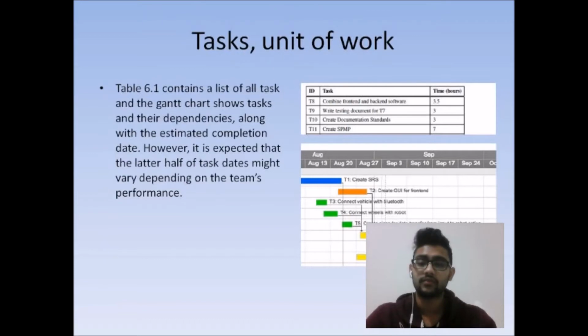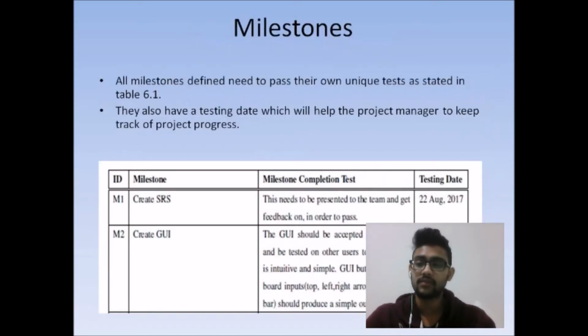Tasks, units of work. Table 6.1 contains a list of tasks and the Gantt chart shows tasks and their dependencies along with their estimated completion date. However, it is expected that the later half of the task dates might change depending on the team's performance. Milestones. All milestones defined need to pass their own unique tests as stated in Table 6.1. They also have a testing date, which will help the project manager to keep track of the project progress.